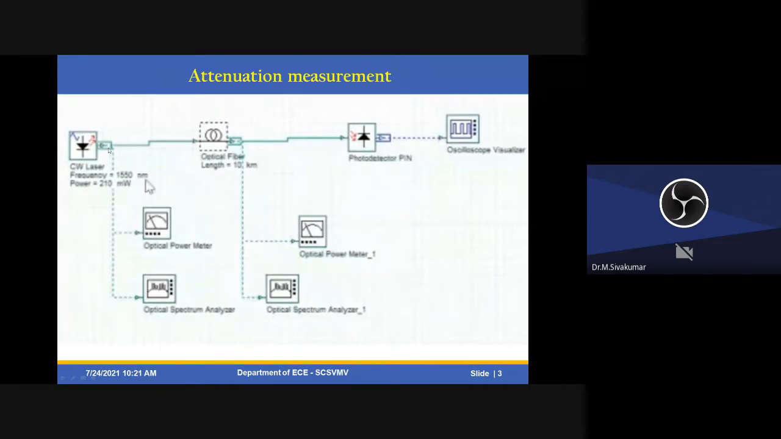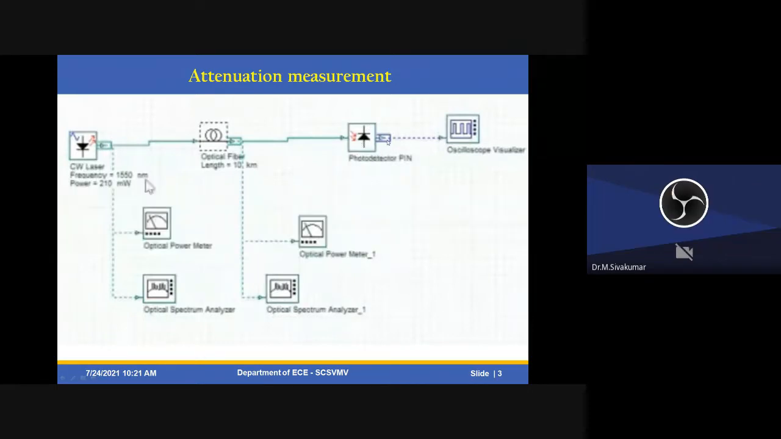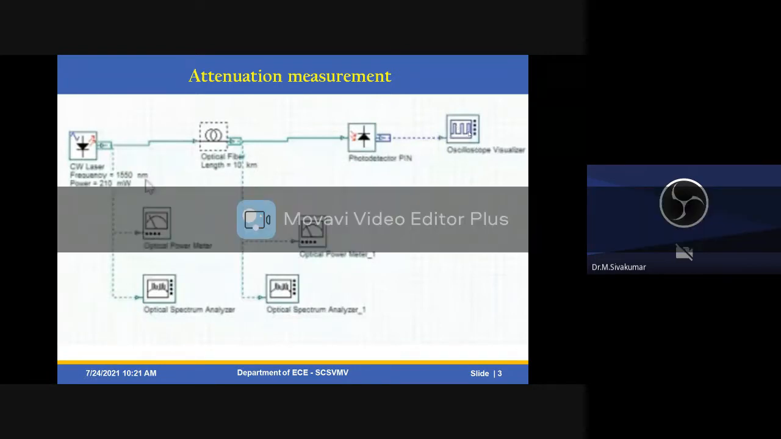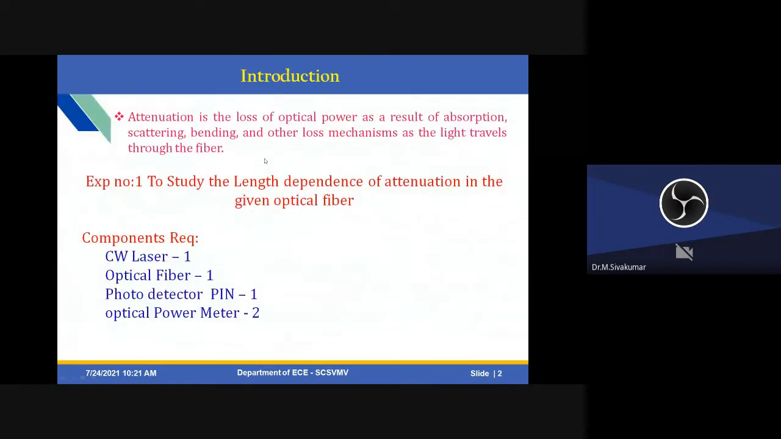First you drag and drop one CW laser and optical fiber. You connect the optical power meter and optical spectrum analyzer before and after the optical fiber. Now connect the photo detector in the receiver section. In the receiver section, you need to find the scope, that is the spectrum. You connect the spectrum oscilloscope visualizer at the end of the receiver. That's all, the simple thing. Here, no need to change any photo detector parameter, no need to vary any parameter. Just do the experiment according to this table.